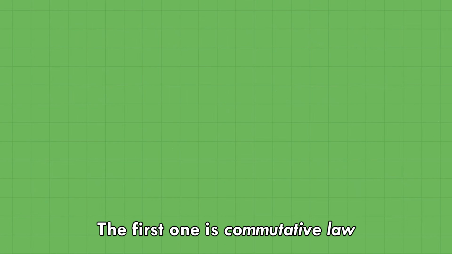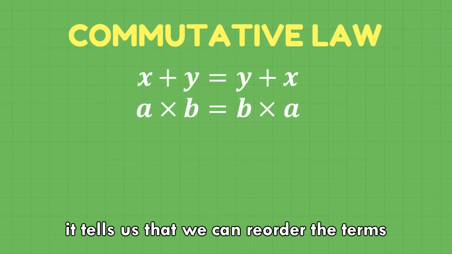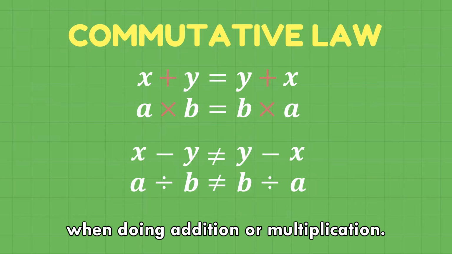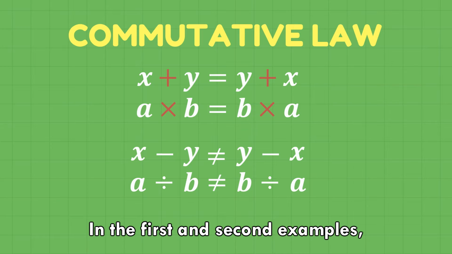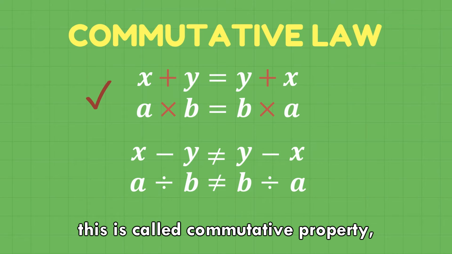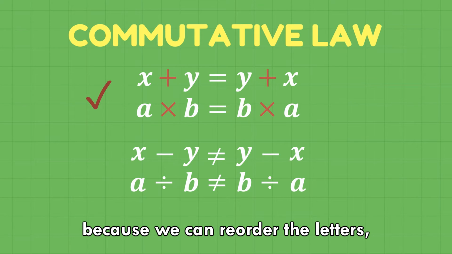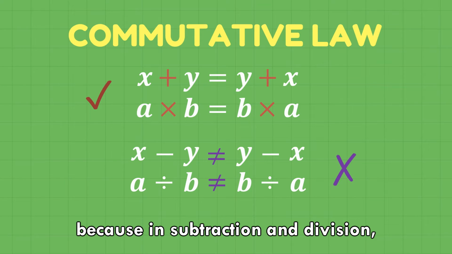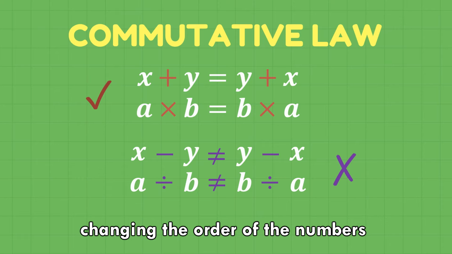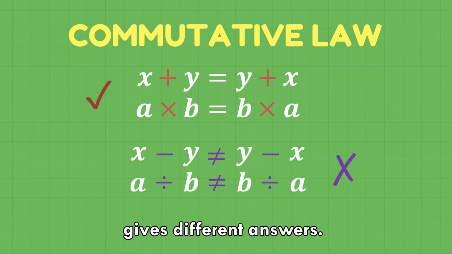The first one is the commutative law. It tells us that we can reorder the terms when doing addition or multiplication. The first and second examples are called commutative property because we can reorder the letters, but the last two examples are not, because in subtraction and in division, changing the order of the numbers gives different answers.